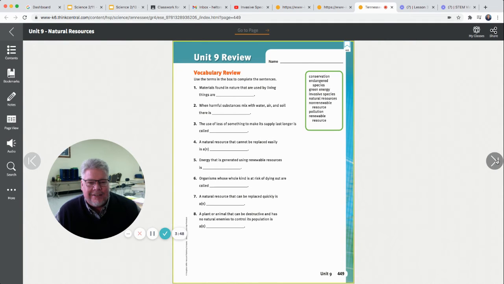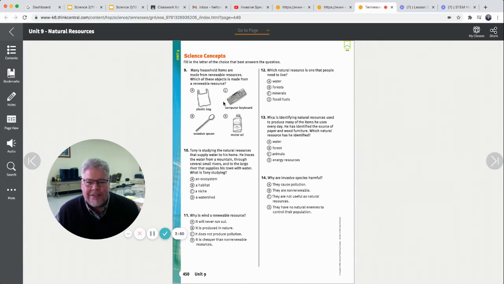All right, moving on. We've got some questions. Number 9, many household items are made from renewable resources. Which of these objects is made from a renewable resource? Plastic is made from petroleum. That's not renewable. Computer keyboard's got a lot of plastic in it. Nope. Motor oil, that's a fossil fuel. Nope. A wooden spoon is the answer because what is a wooden spoon made from? Well, it's made from wood that comes from a tree, and a tree is a renewable resource.